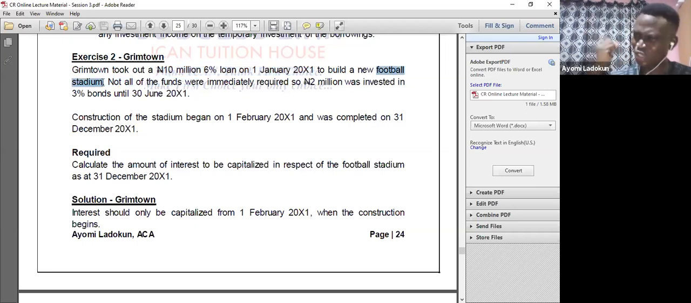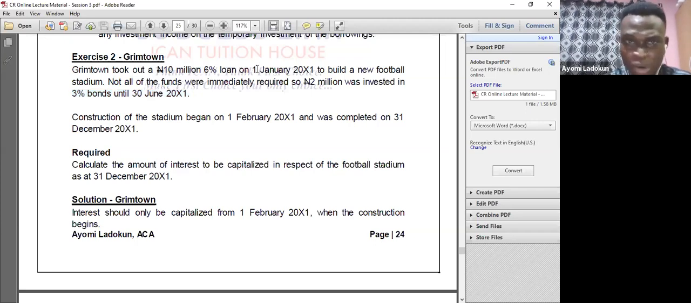Now, IAS 23 is calling me, okay? Because a football stadium is a qualifying asset, and I took out a loan to build it. Not all the funds were immediately required. So out of the 10 million, Greentown reinvested 2 million in 3% bonds until June 20X1. Don't forget, the date is key in your exams.